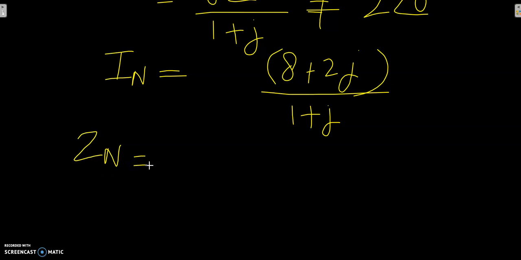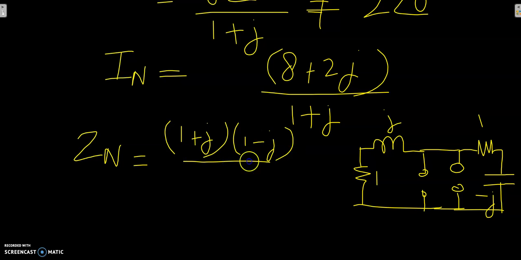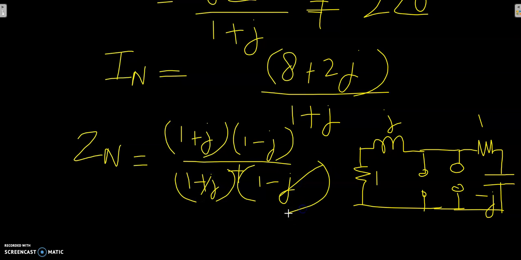Now let's try to find out what would be Zn. For Zn, the equivalent circuit is resistor, inductor, and this would be open circuited, this will be short circuited. Okay, so these are the 2 points across which we are interested in finding out the equivalent impedance. So this is J, this is minus J, this is 1, this is 1. So Zn equals 1 plus J times 1 minus J divided by 1 plus J plus 1 minus J. So these two J's cancel, and finally we get this equal to 1. So this is 1 ohm.